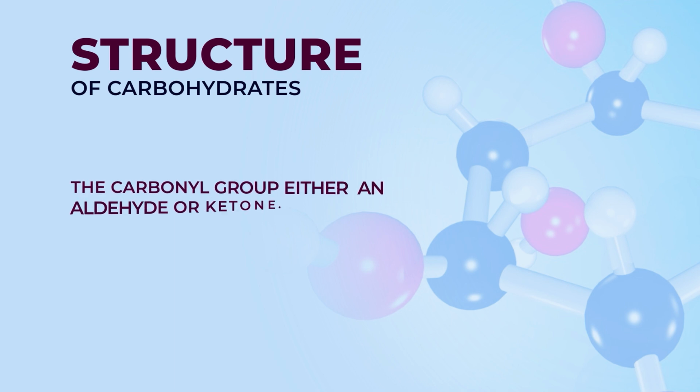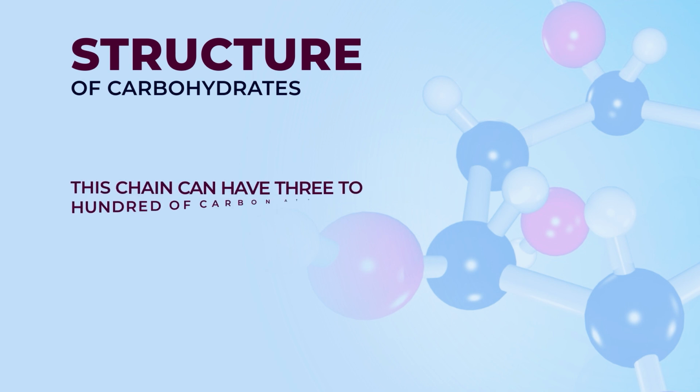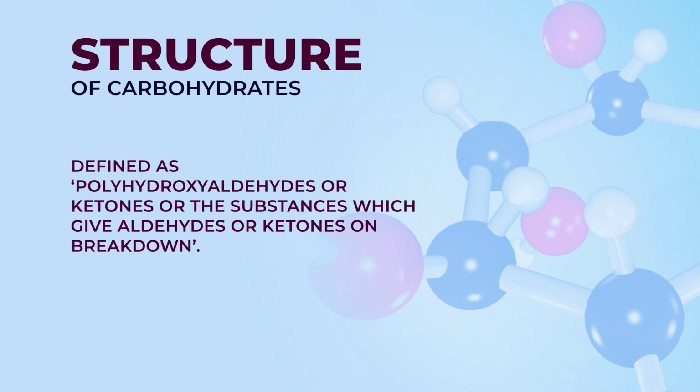Now, this carbonyl group could be either an aldehyde or a ketone, and this chain can range from 3 to 100 carbon atoms, and it could be defined as polyhydroxyaldehydes or ketones, which are the substances that give aldehydes or ketones on breakdown. So, if on breakdown it gives aldehydes, we use the word polyhydroxyaldehydes. If it gives ketones, we use polyhydroxyketones. So, this is how it is used.